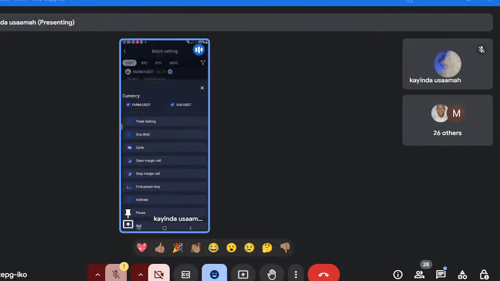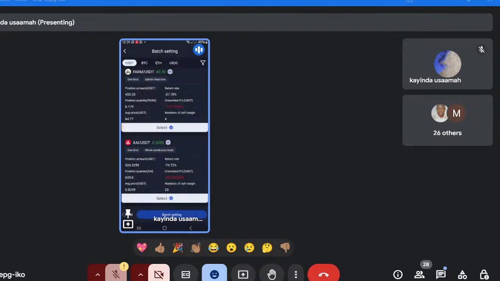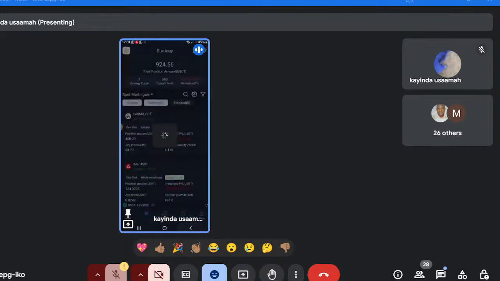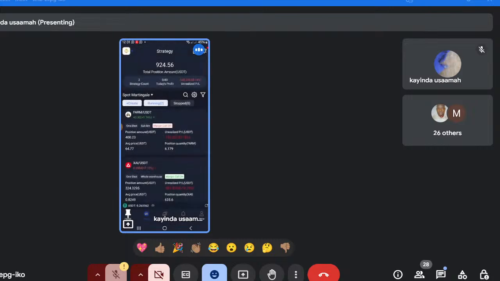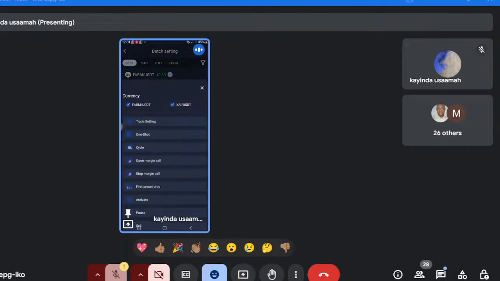I do something I want. For example, I want to stop all margin calls of my trades. I tap here, stop all margin calls, so all the margin calls of these trades are going to be stopped. Margin call off, margin call off. Then I tap batch setting again. For example, I want to put all my trades in cycle, I can do that. I want to sell all my coins manually, I tap here.